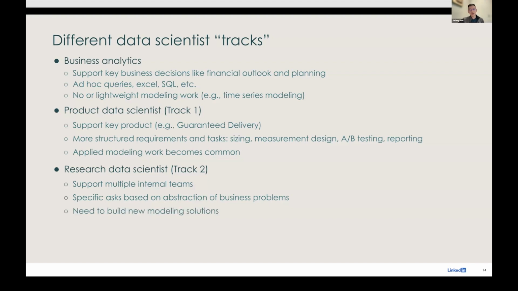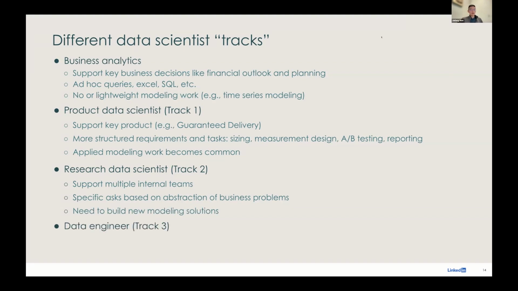The key difference between this track and the previous track is that the previous track focuses a lot more on application, while the research data scientist focuses a lot more on the how part. So basically, you can view this as building the fundamental pieces of the solution, while the track one data scientist is taking those solutions to solve real world problems.